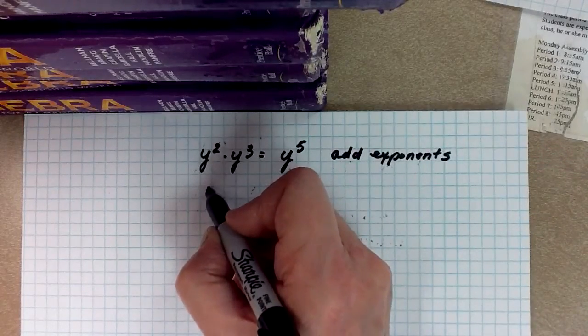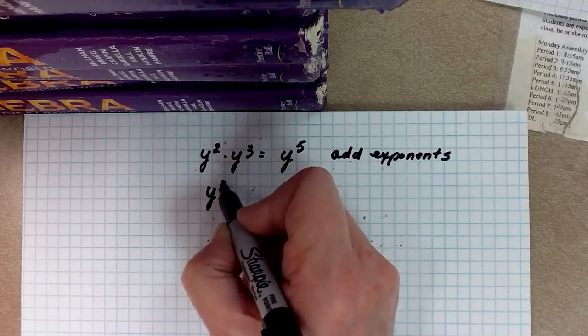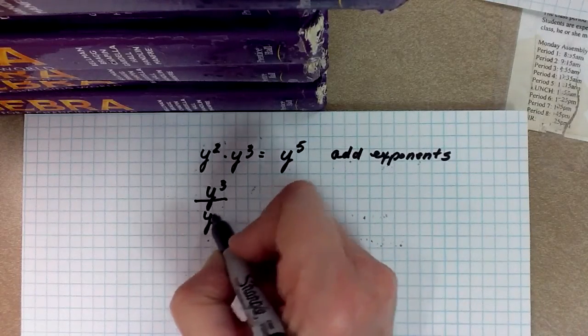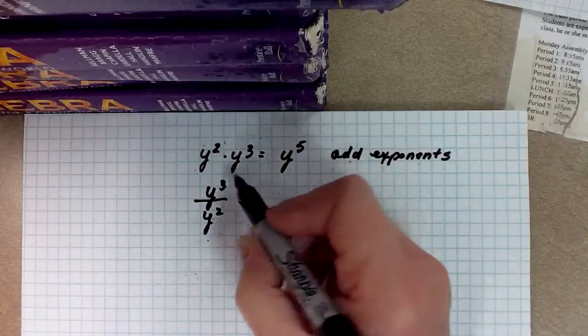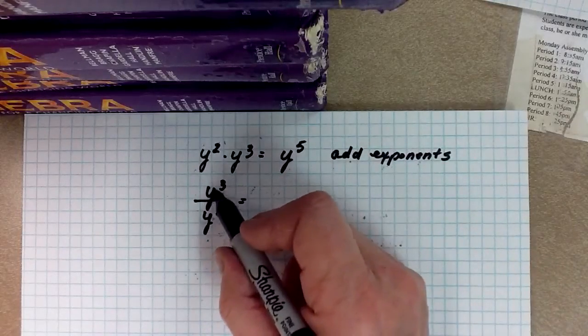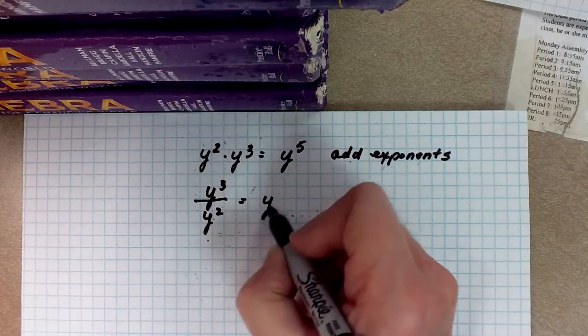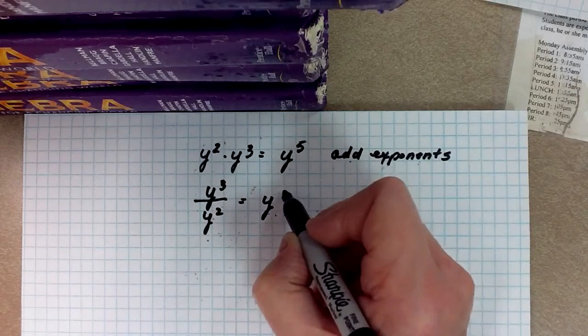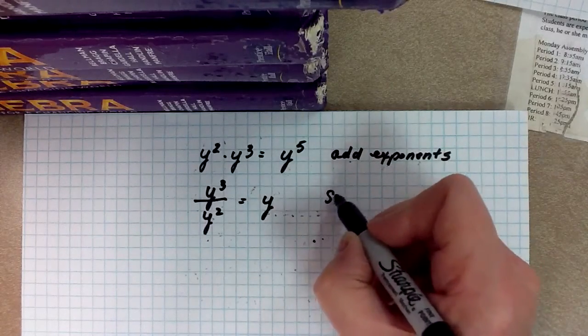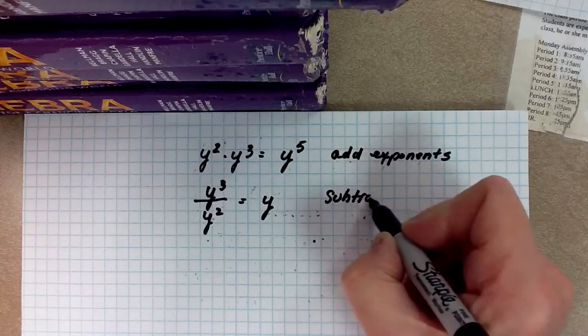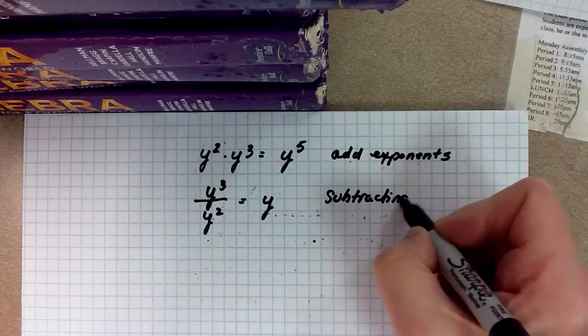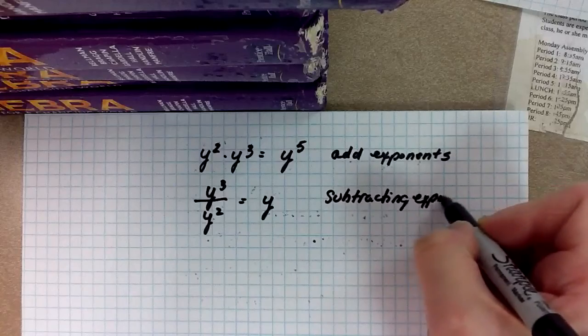And if you recall, when we are dividing using exponents, we subtract. So it would be y to the third power divided by y to the second power would then give us simply y, because you're subtracting the exponents.